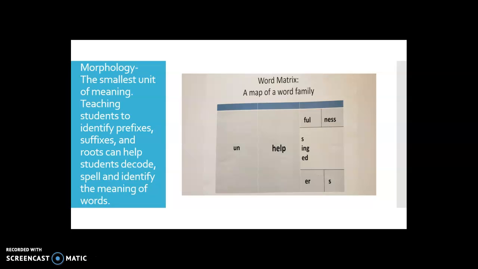So what you see is a word matrix. This is a map that we use in structured literacy to help students build words and identify the meaning of words. This is just one of the tools that we will use when we talk about morphology.